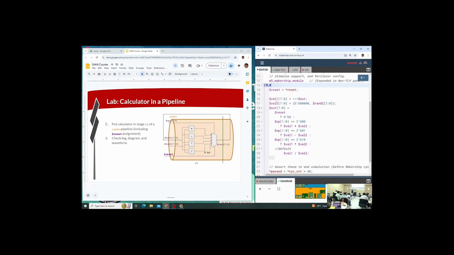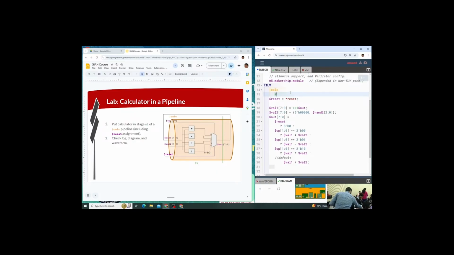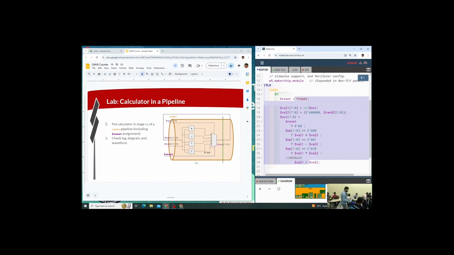I can walk through this one with you if it wasn't clear what to do. It's a very straightforward lab. All I'm asking is that you create yourself a calc pipeline, create yourself stage 1 in that pipeline, and put all of your logic in that context. That's all. And then we compile.